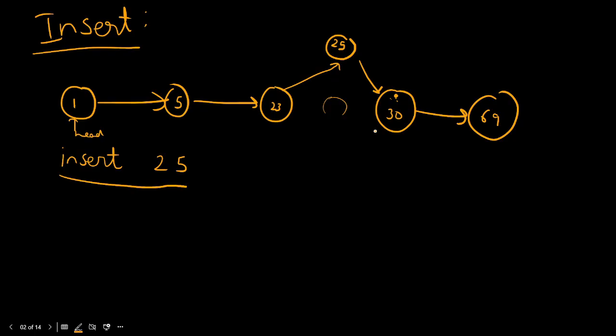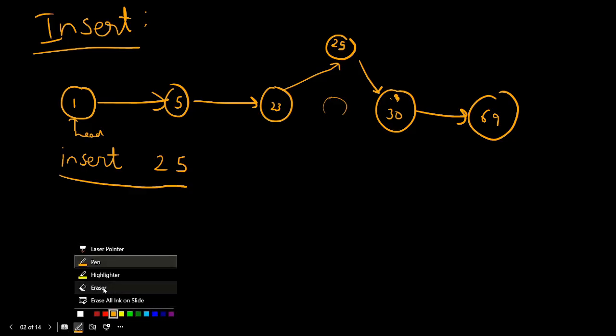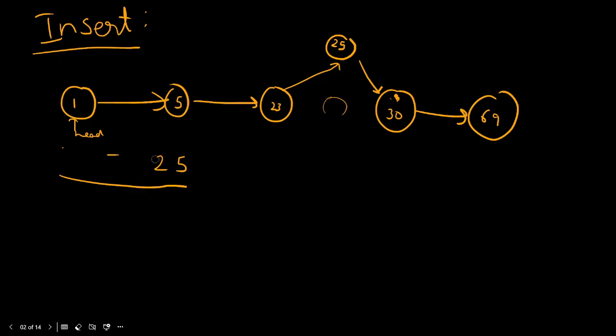But this is a singly linked list. I arrived at 30. I cannot go back to 23. So I'll have to use two pointers over here. I'm going to tell how to use two pointers. It's pretty easy. So what I'm going to do is maintain a pointer named pre, so that I'll maintain two pointers, previous and current. I'll just name them pre and cur.